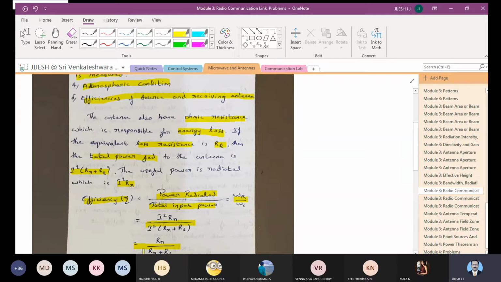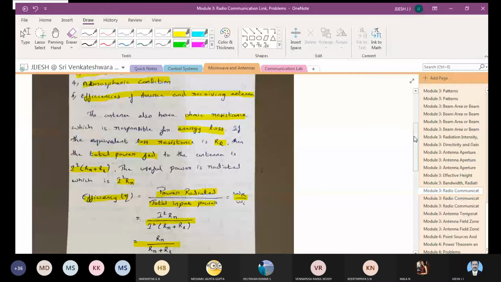Efficiency is RR divided by RR plus RL. RL is called the loss resistance. RR is called the radiation resistance. So if you are feeding an antenna, you have to feed the signal with the power I square into RR plus RL, so that when you transmit, the useful power radiated will be I square RR. All of you complete this equation. Once it is over, let me know and we'll proceed further.